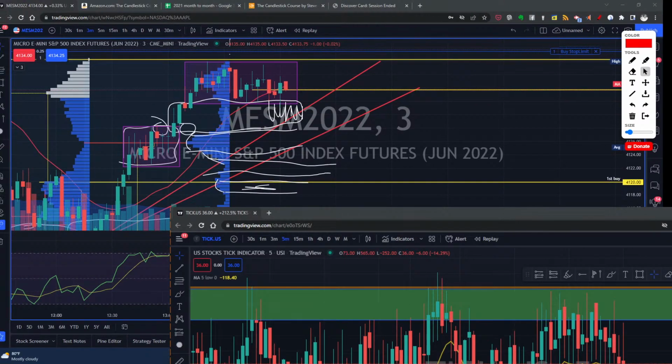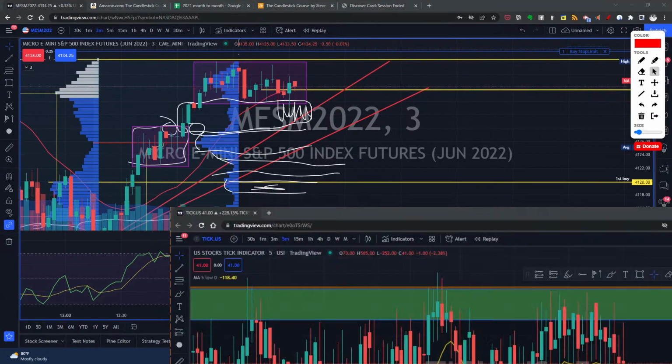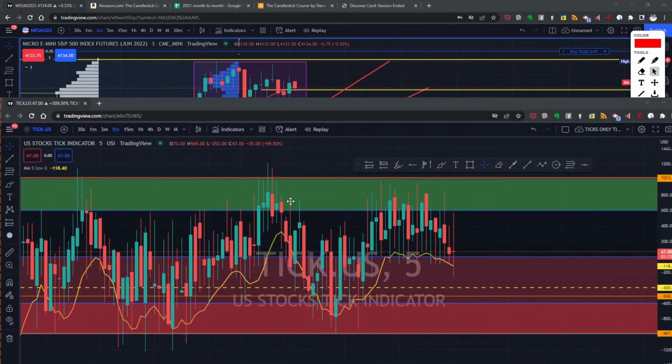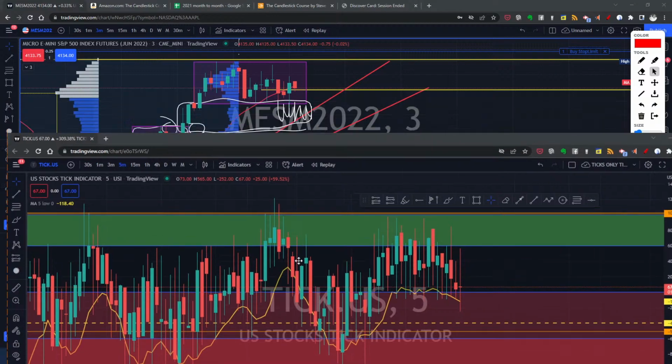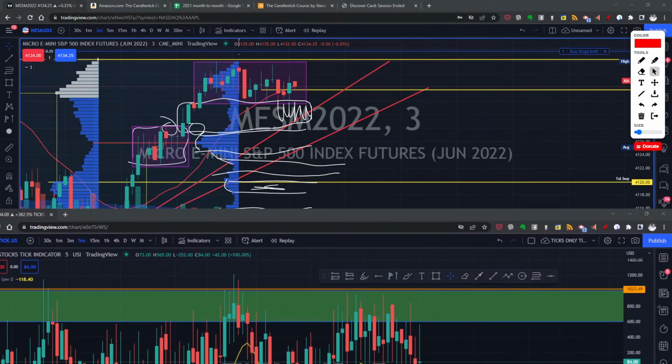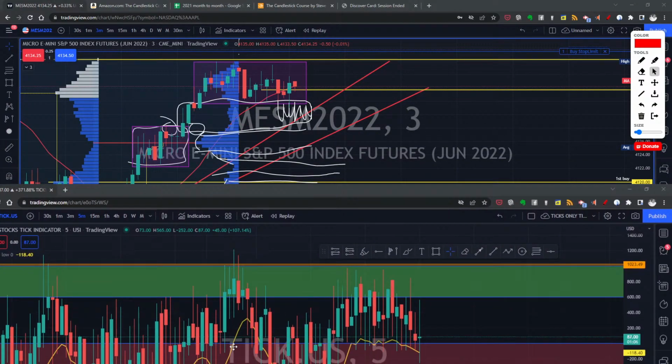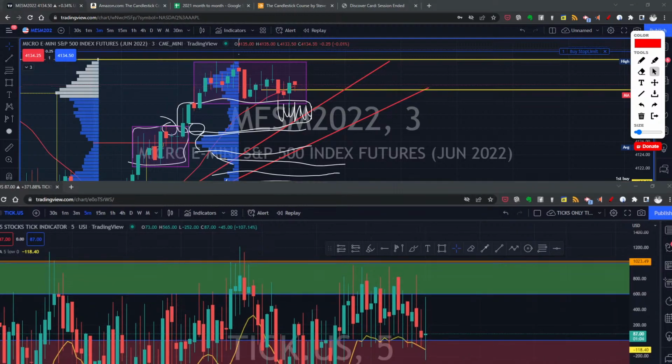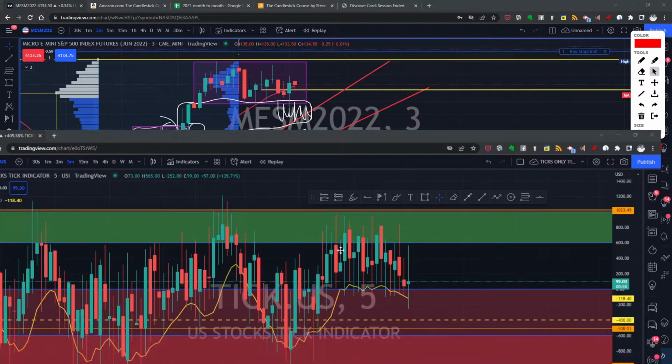Come on, it won't let me grab my other screen, guys. I'm having issues here. Here we go. So the ticks have fallen off again a little bit. They pushed up but couldn't hold this 600 area.